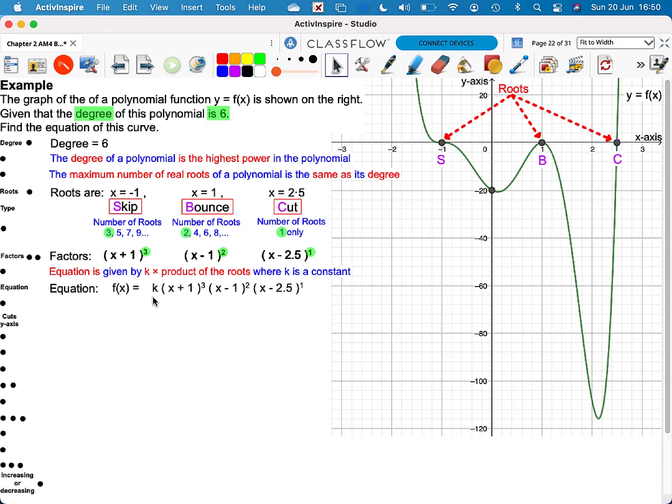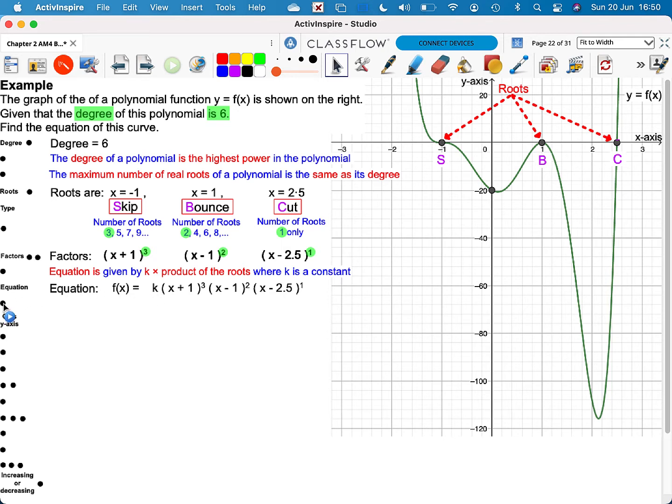So what we're saying is the equation is y equals, or f of x equals, k times (x plus 1) cubed times (x minus 1) squared, because in order to get an equation, we multiply the factors together. If we were not given the value of y where it cuts the y-axis, we would choose k to be equal to 1, just to make our life easier.